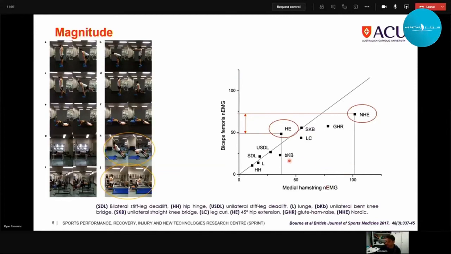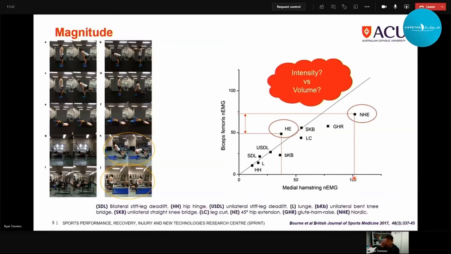Comparably, for the medials, we can see there's that balance between the recruitment. So the Nordic is probably the best exercise to recruit both of the hamstring muscles to their maximal capacity, whilst being more medial biased in its recruitment. Okay, so it might recruit the medials more than the laterals, but overall, compared to other exercises, it's much better at getting the laterals going than the others are.